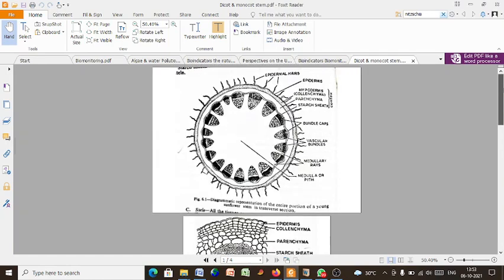So in a nutshell, these are the basic differences between a dicotyledonous and a monocotyledonous plant, especially whenever we are considering the stems.